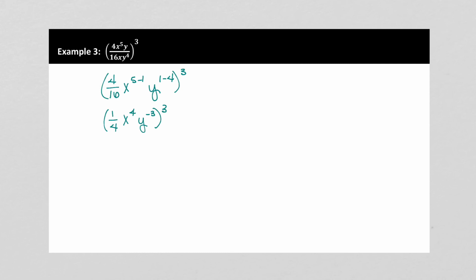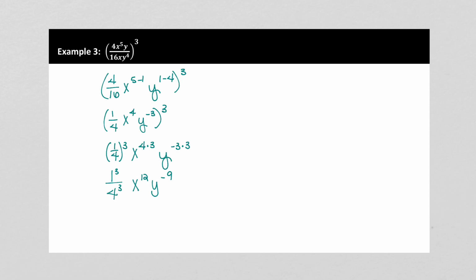We can cube here or we can cube after we put everything separate, but I'm going to go ahead and do it here. So we'll have 1/4 cubed, which is the same thing as 1 cubed over 4 cubed. Then we have x to the 4th cubed, we multiply by 3, and y to the negative 3 cubed, so times 3. So that'll give us x to the 12th, y to the negative 9th.